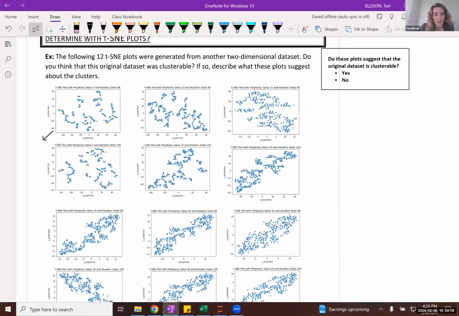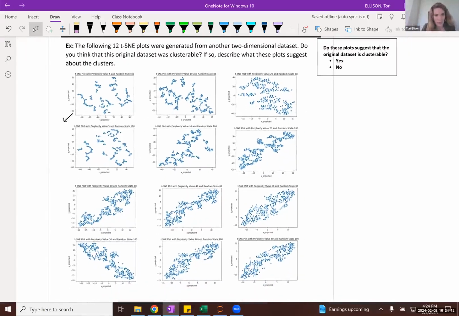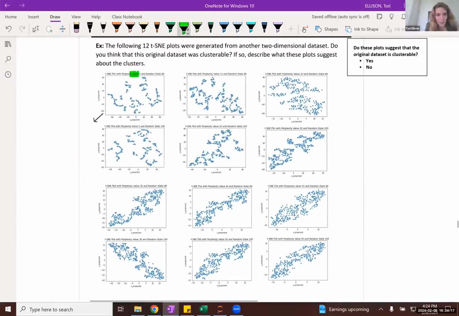So here, there's another original data set that we used to create these 12 TSNE plots that I'm showing here. And again, we're going through the full range of perplexity values, starting at 5. And for each of these perplexity values, I'm using 2 random states. Now, it's technically a better idea for a more complete analysis to try out more than 2 random states for each perplexity value, because you might see more fluctuations across more random states. But for learning purposes, we just focus on 2 here.